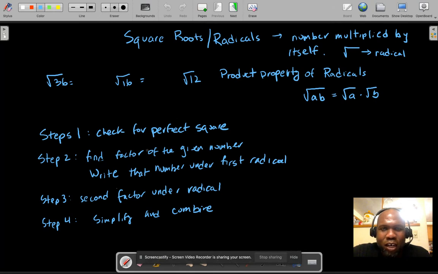All right, so today we're going to be talking about square roots and radicals. I did some pre-work here so you get a quick understanding and some background information, and then we'll get into some problems, okay?